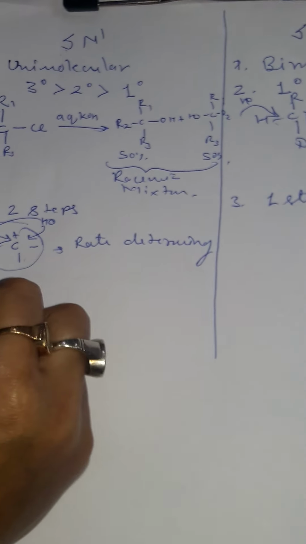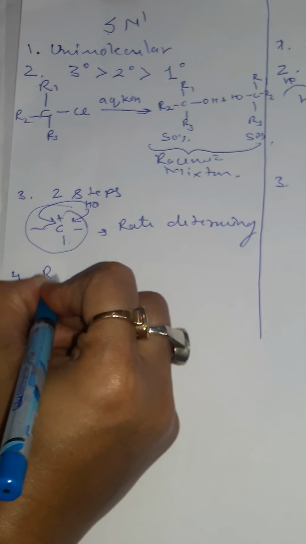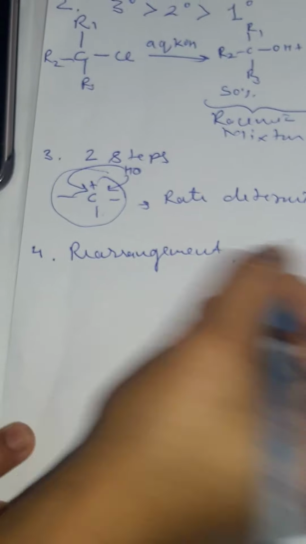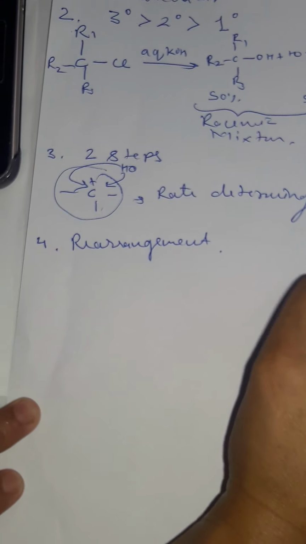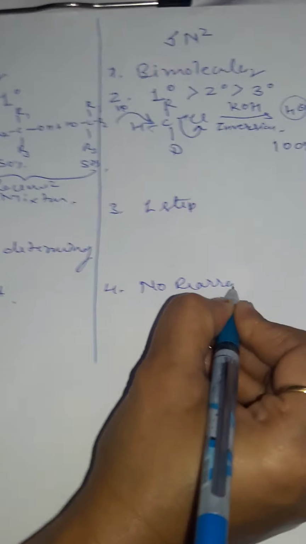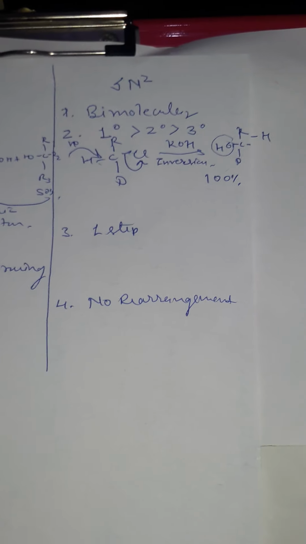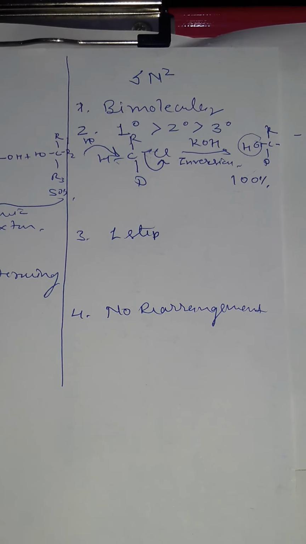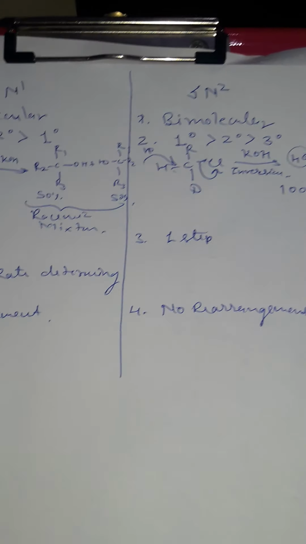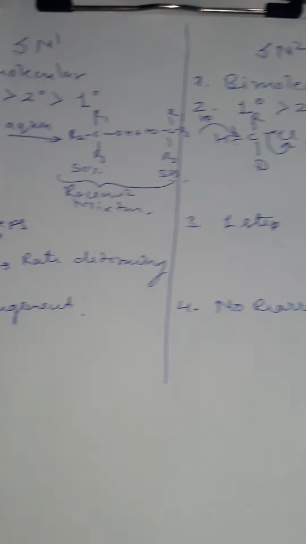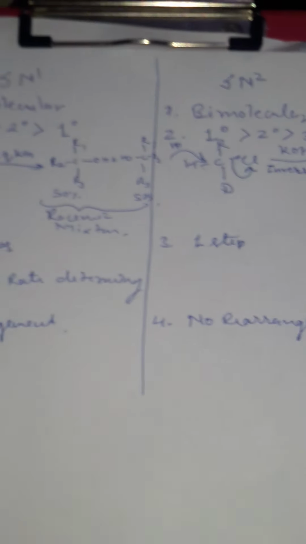The fourth point is that rearrangement can take place in this case. Here there is no rearrangement because only one product is obtained or formed in this case. In this case the racemic mixture is formed, and in this case the inversion product is formed.